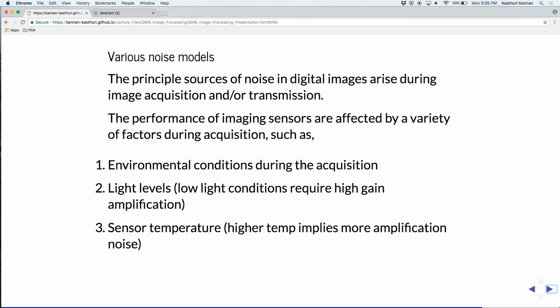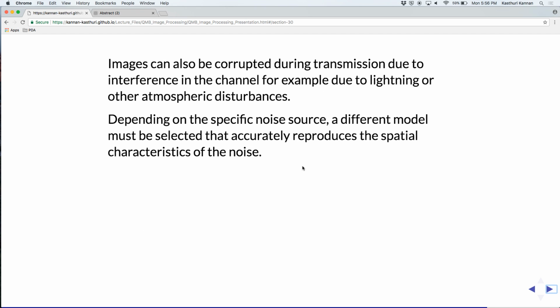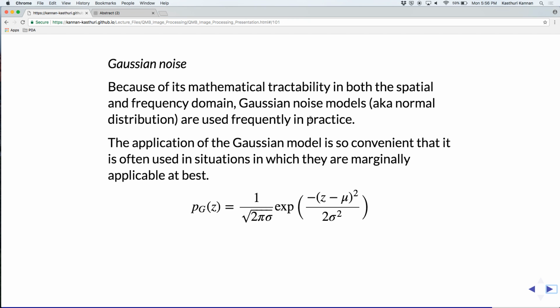I mean, they are sensitive to temperature, and sensitive to light levels. You get Poisson noise all the time, and there are so many other distortions that can happen just due to the mechanics and the environment, right? Images can also be corrupted during transmission due to interference in the channel, for example, due to lighting, or a specific noise source. We have to think about some specific noise source.